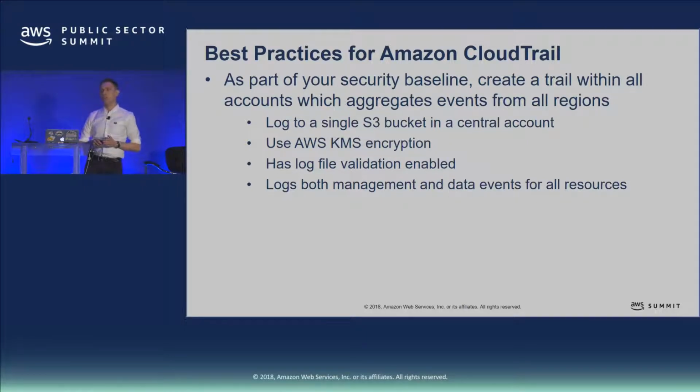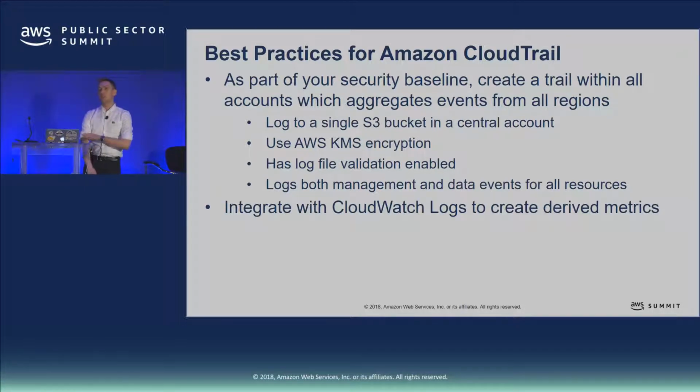You want to make sure that you're aggregating events from all regions, and that you're logging to a single S3 bucket in a central account. This means that if an individual sub-account is compromised, you're not putting the log data at risk. Use AWS KMS encryption to encrypt that log data, have log file validation enabled so that you can go through and validate that, and then log both management and data events. So management events are things like API calls, and data events are things like S3 access logs.